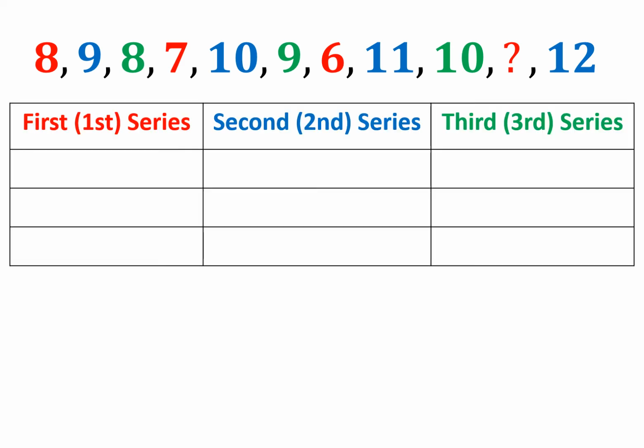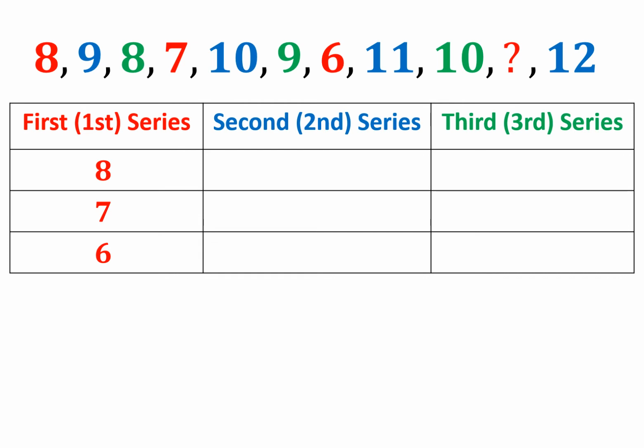Now, we are going to solve another number series and will find the next number in this series. Given numbers are combination of three series as highlighted by red, blue and green colors. So, first series is 8, 7 and 6. The second series is 9, 10 and 11. And the third series is 8, 9 and 10.